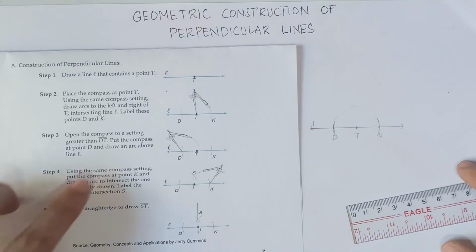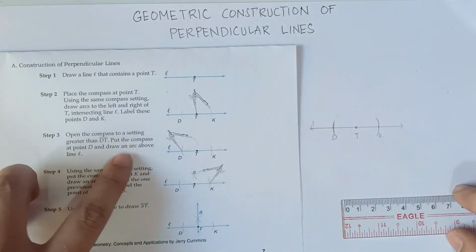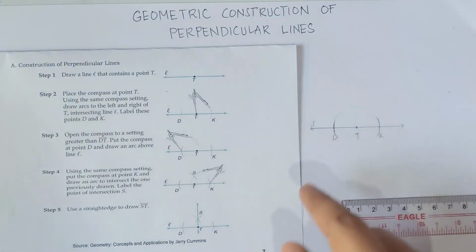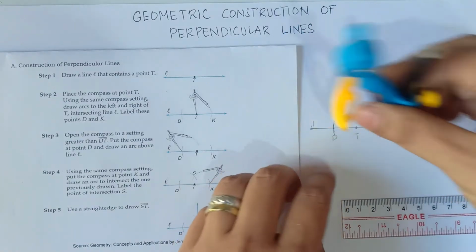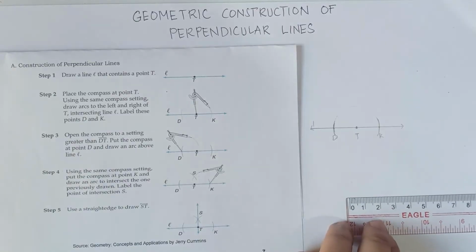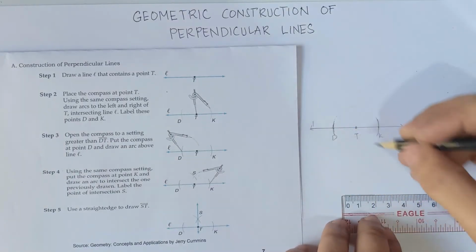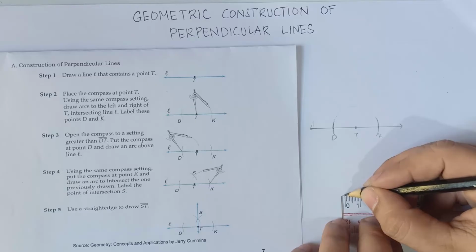So open the compass to a setting greater than DT. Put the compass at point D and draw an arc above line L. So therefore, our point here for the compass is at point D, and then we measure greater than 1.5. So let's have 2. So let's measure 2 on the ruler. Once again class, measure 2 on the ruler, because a while ago from T to D there would be 1.5. Greater than 1.5, so let's have 2. Alright, so 2 centimeters.